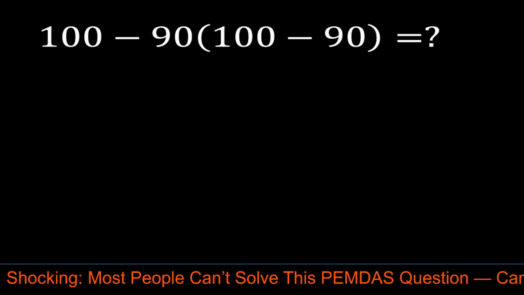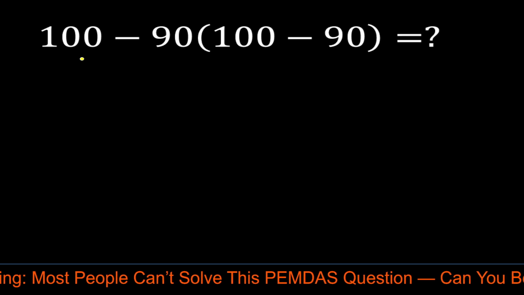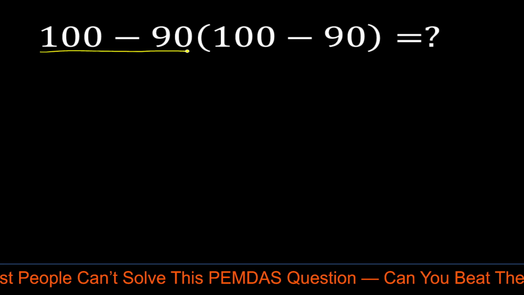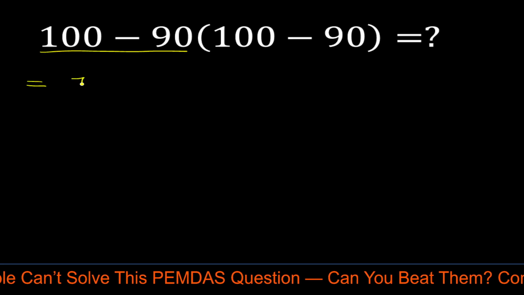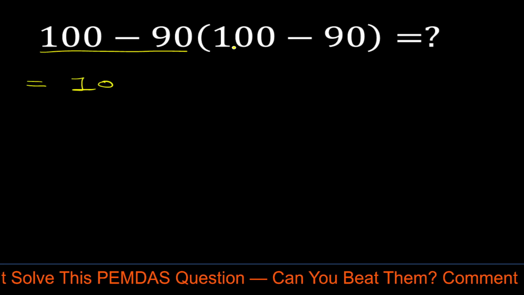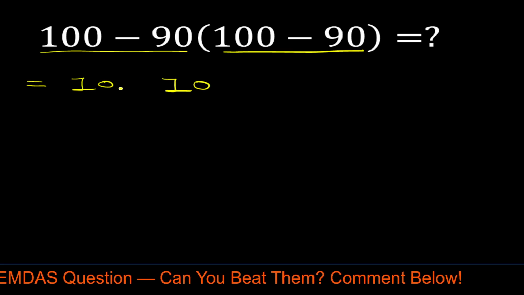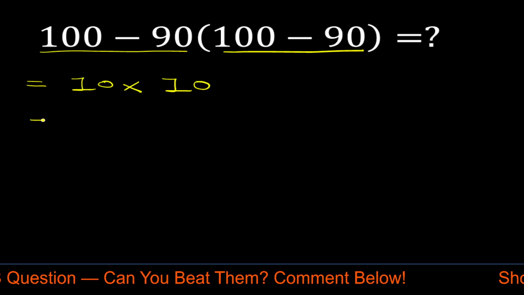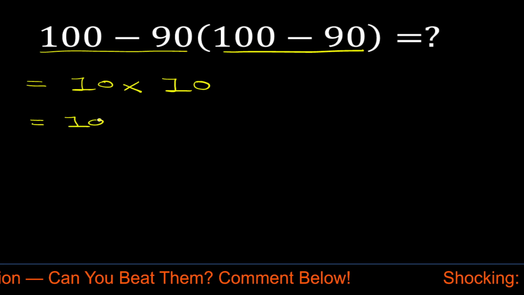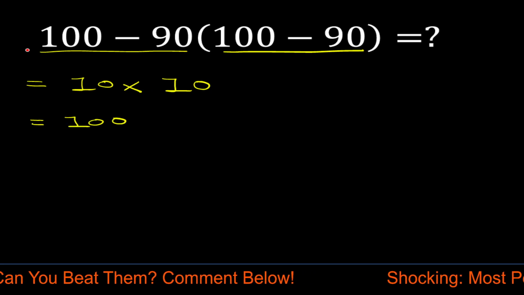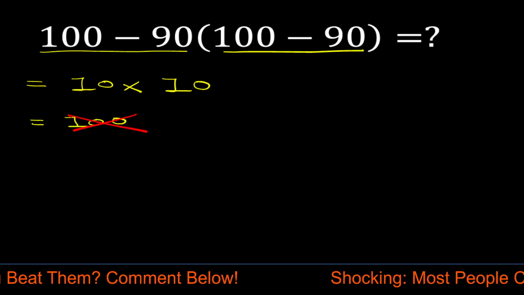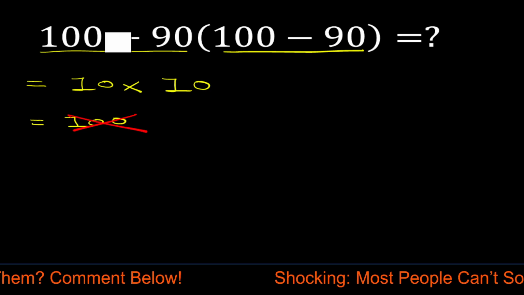So most people solve this question like 100 minus 90 is equal to 10. Then again 100 minus 90 is equal to also 10. Now 10 times 10 is equal to 100, right? But this answer is not correct. This answer is completely wrong.